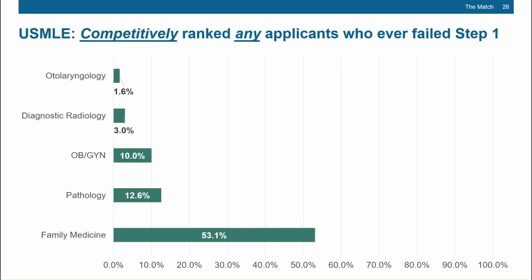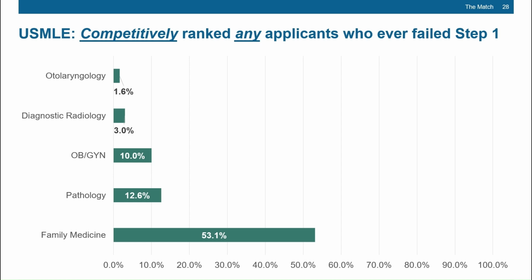From considering the whole rank order list to focus on just the competitive rankings, the top 25% of applicants ranked on each program rank order list. This bar chart shows the percentage of programs in each specialty that competitively ranked any applicants who ever failed Step 1. As with the overall ranking behaviors, we observe that a very small percentage of otolaryngology programs competitively rank any applicants who ever failed Step 1. For the other specialties, we see a similar trend, that programs that rank applicants who ever failed Step 1 tend to rank them non-competitively.